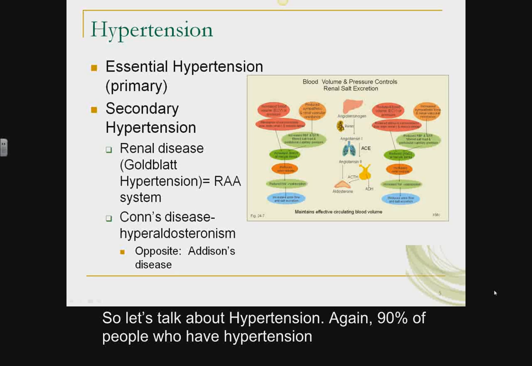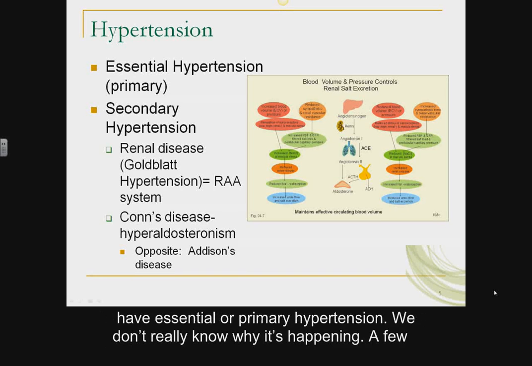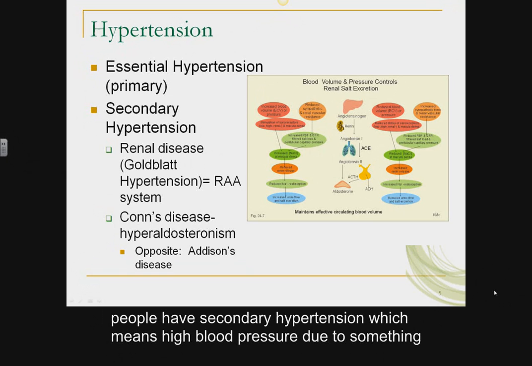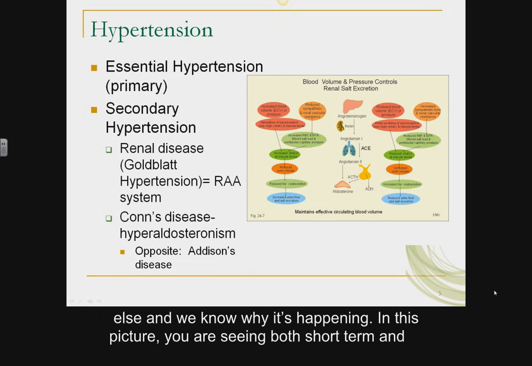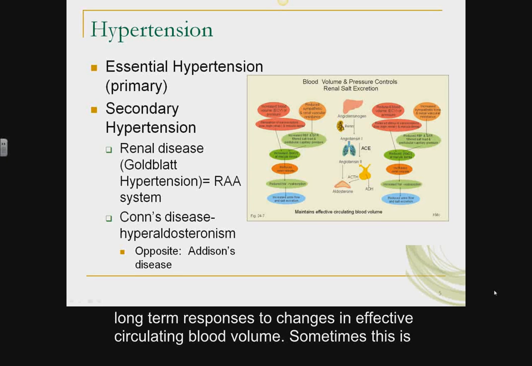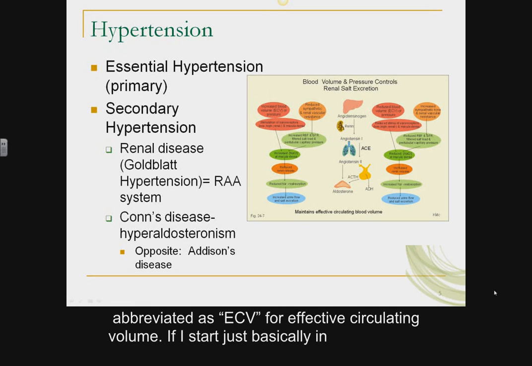Let's talk about hypertension in more detail. Again, 90% of people who have hypertension have essential or primary hypertension. We don't really know why it's happening. A few people have secondary hypertension, which means high blood pressure due to something else, and we know why it's happening. In this picture, you are seeing both short-term and long-term responses to changes in effective circulating blood volume. Sometimes this is abbreviated as ECV for effective circulating volume.